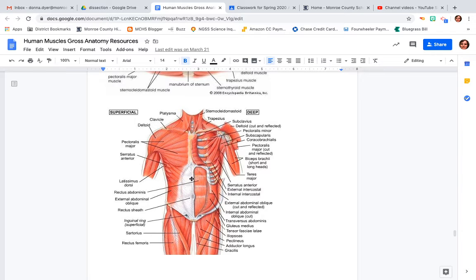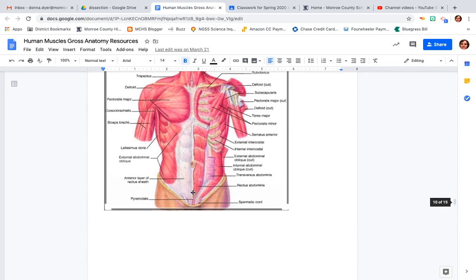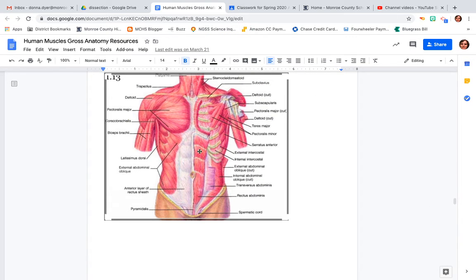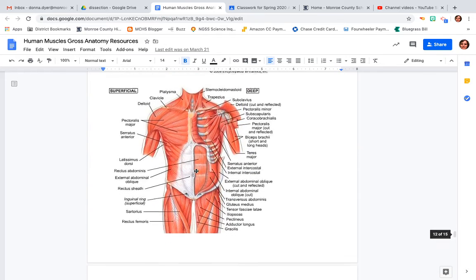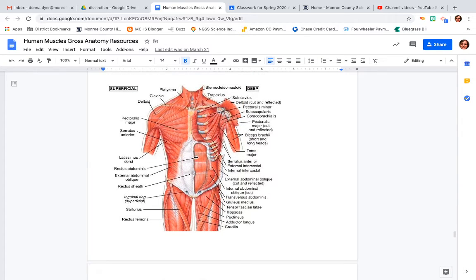You can see your rectus abdominis here. That's your six-pack. So again, I probably didn't really focus on that up here, but here, this is the rectus abdominis here, and you can see it here as well. That's when we say somebody has a six-pack or an eight-pack, that's what you're talking about. There's that linea alba, that white line going all the way up and down.